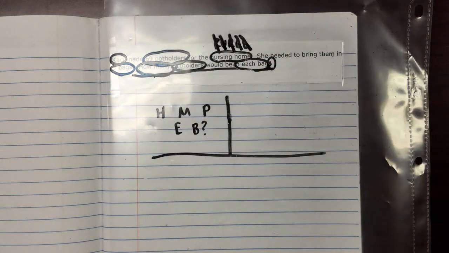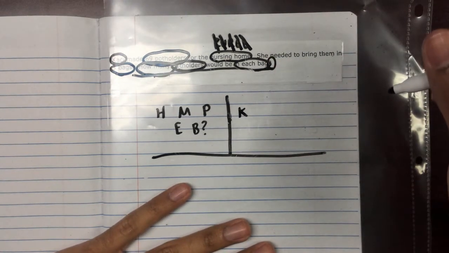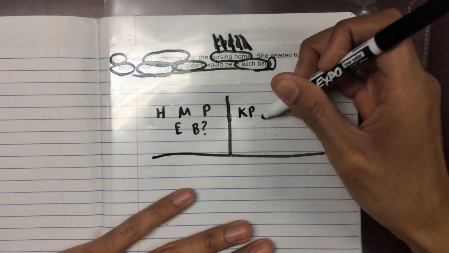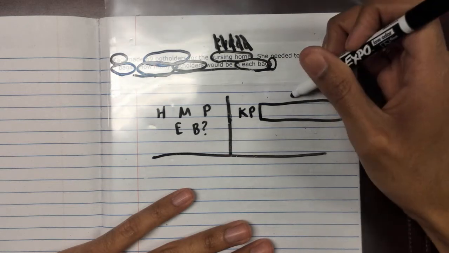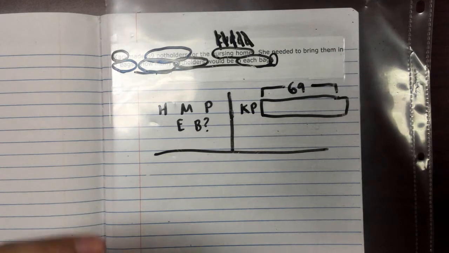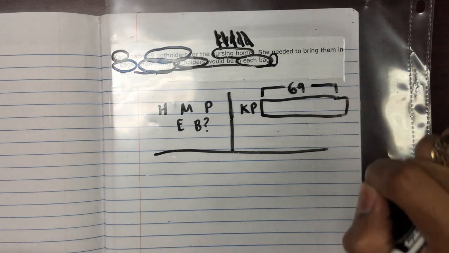Well, let's go through those questions again. I know this is about Casey. I know that she made 69 potholders. So this is about Casey's potholders. And I know that she made 69 in total. I'm going to put my total at the top. And she needs to bring them in 3 bags.